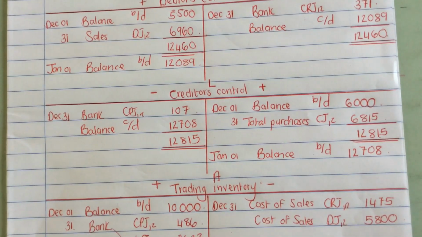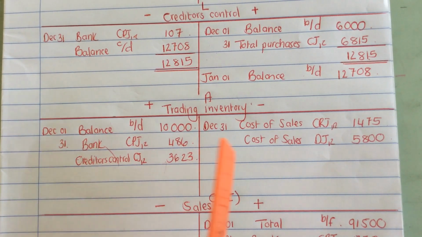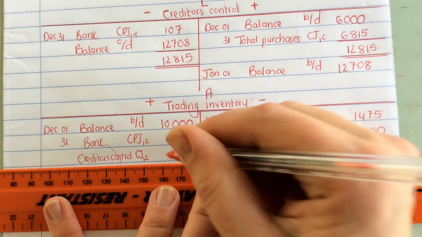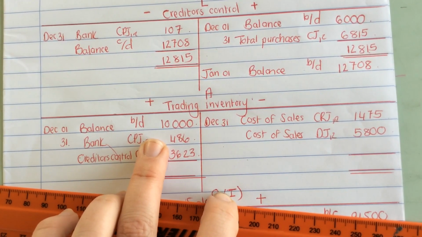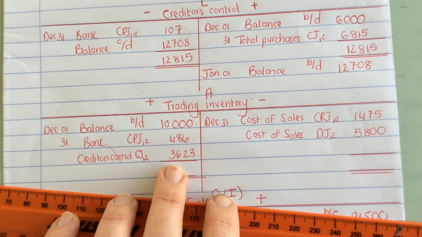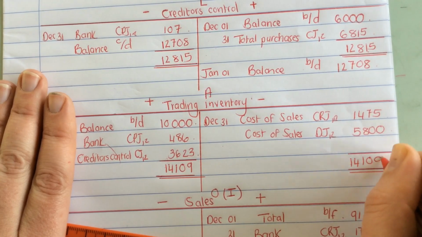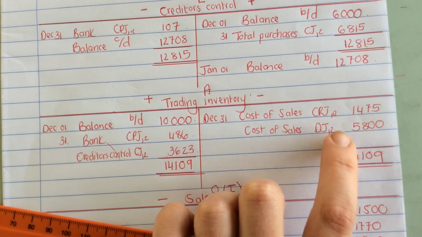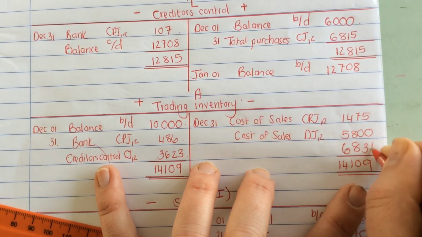Okay. Trading inventory. Which side do you think will always have the larger total here? Always your debit side. Because can I sell more stock than what I have? No. So you're going to take 10,000 plus 4,486 plus 3,623. What do you get? 14,109 is your balancing total. You subtract both those amounts, 5,800 and 1,475, from the 14,109 to get your balance carried down, which is 6,834.